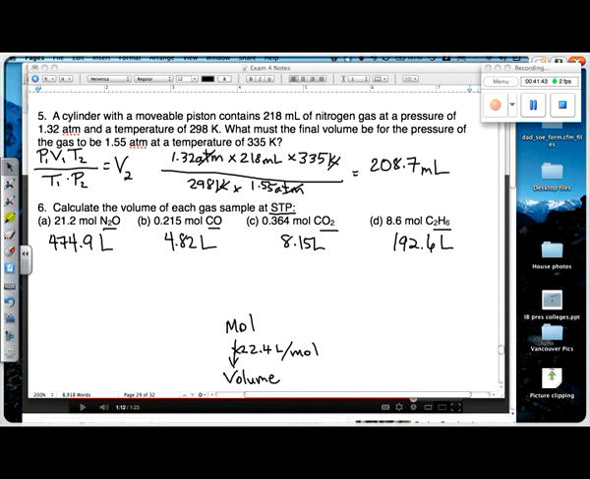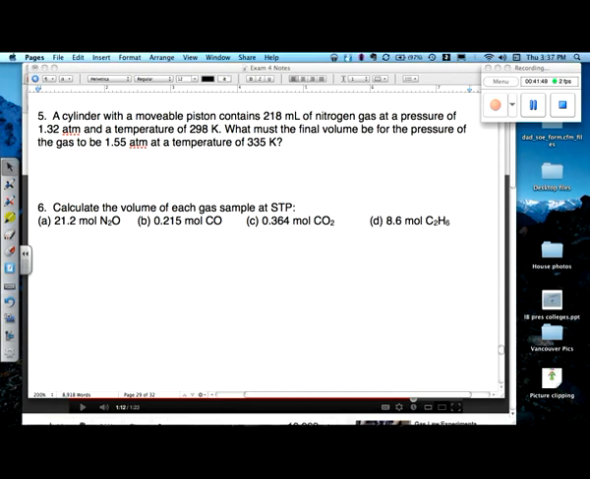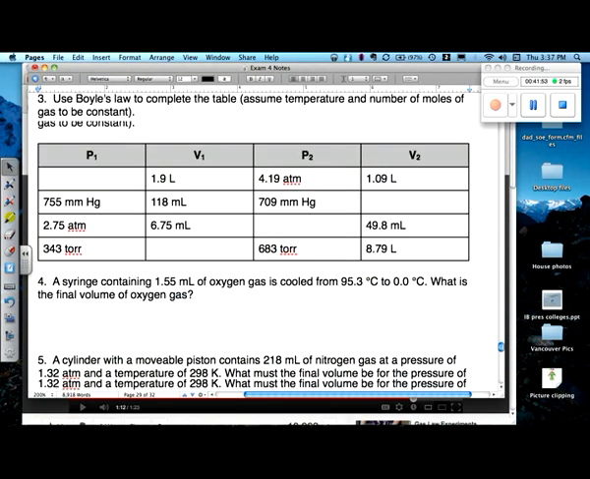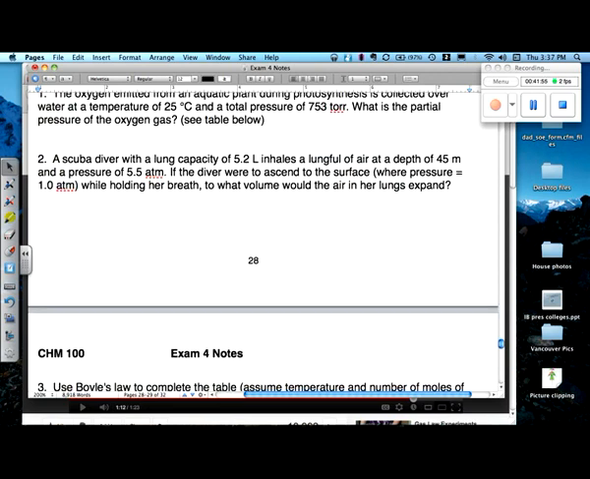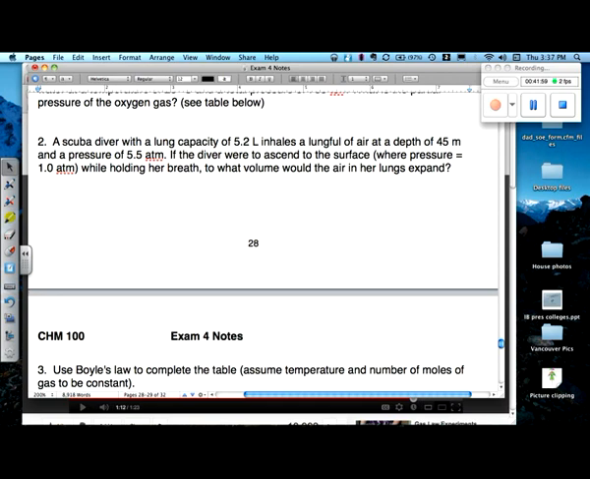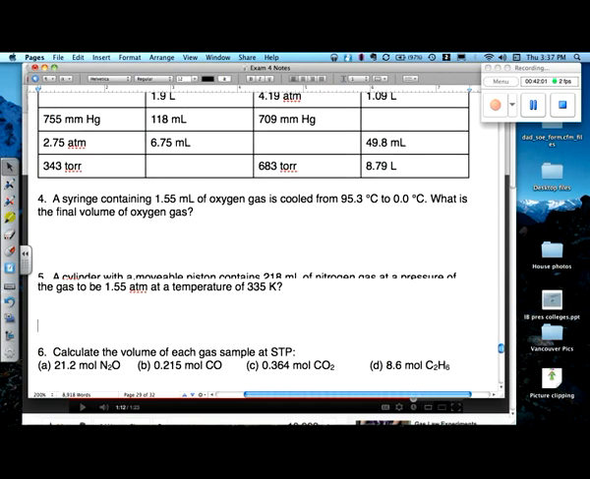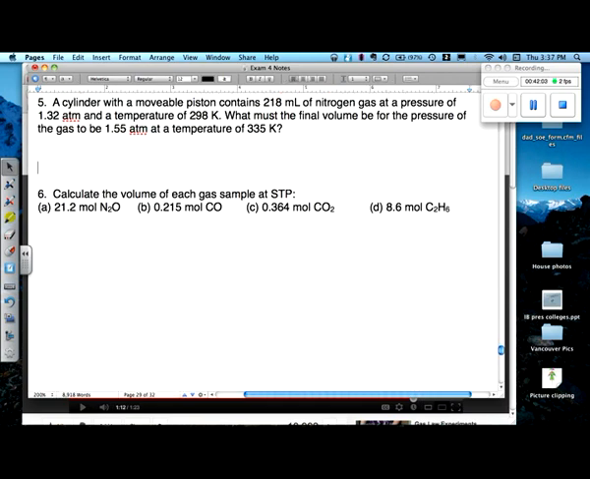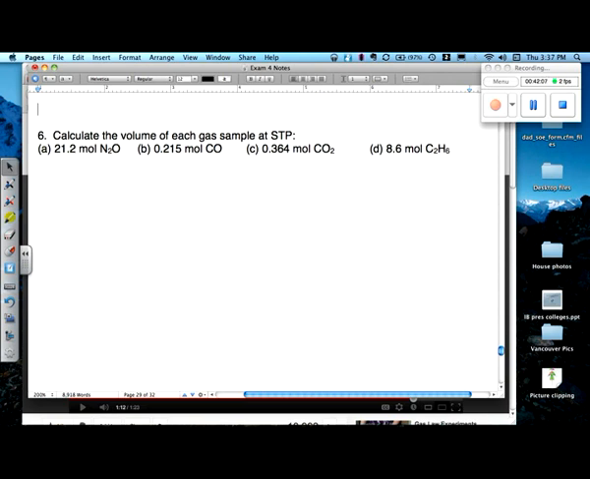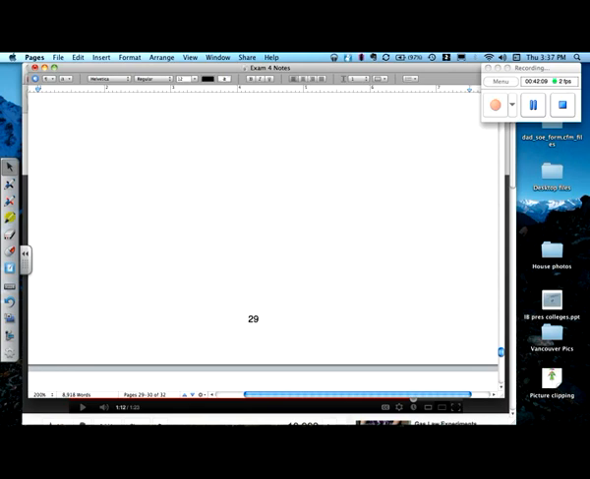So what have we done here in the practice? We have done a molar volume for number 6, combined gas law for number 5. We did Charles' law for number 4. 2 and 3 used Boyle's law. And number 1 used Dalton's law of partial pressures. The only one we did not use was Gay-Lussac's law. And I will start the next lecture doing an example using Gay-Lussac's law.